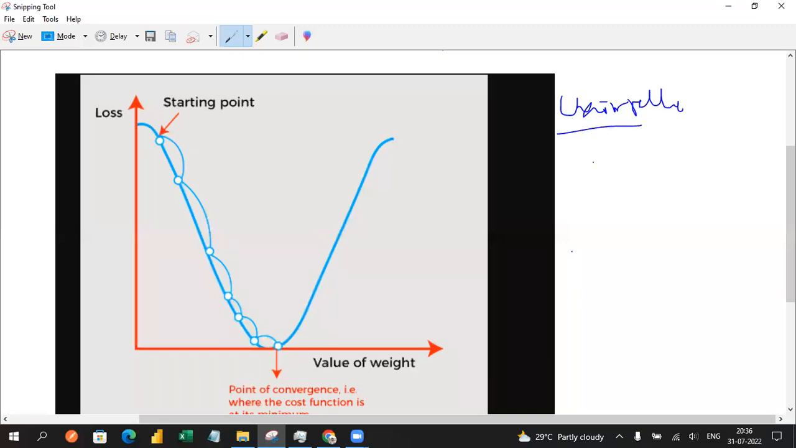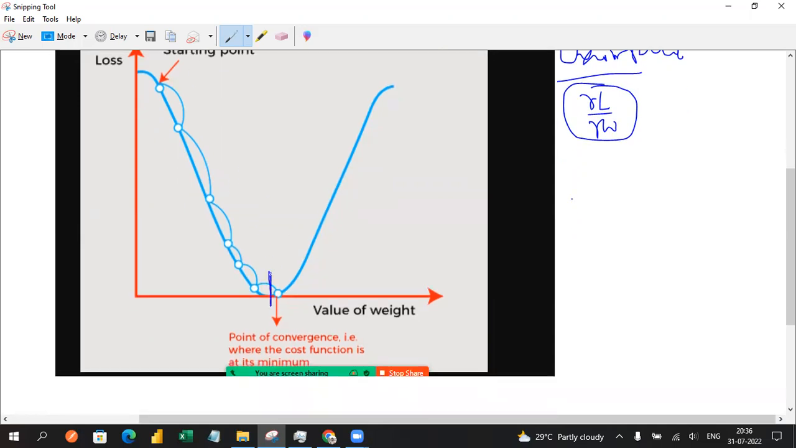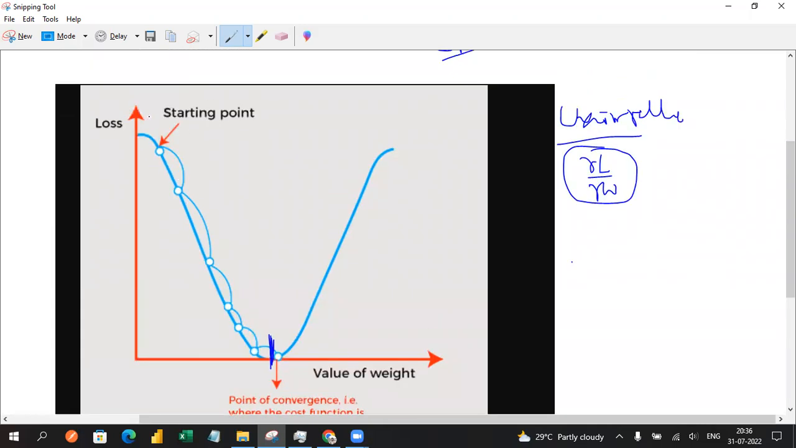In the chain rule we learned about computing the loss with respect to the weights. At the time you reach the global minima, it needs to converge. What will happen if you compute the derivative dL by dW in this case? The loss is very high.